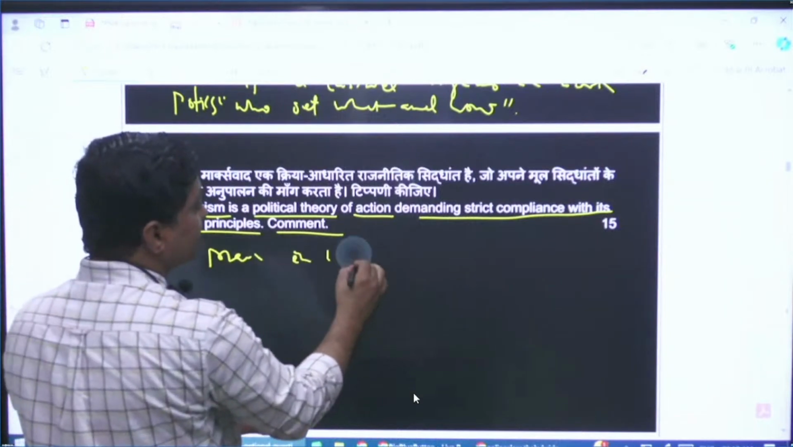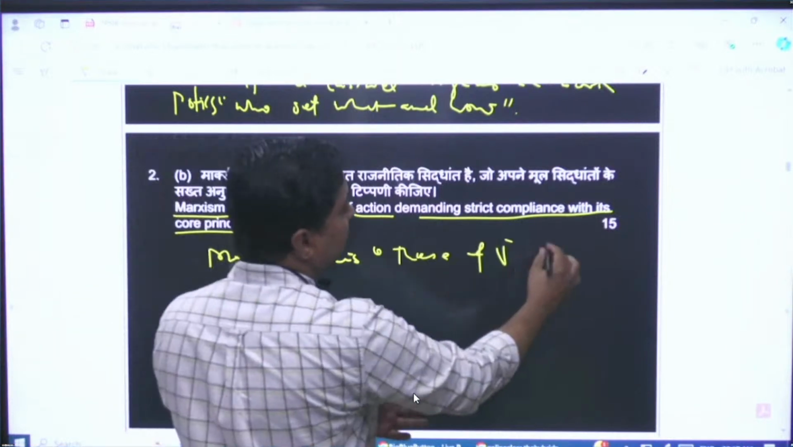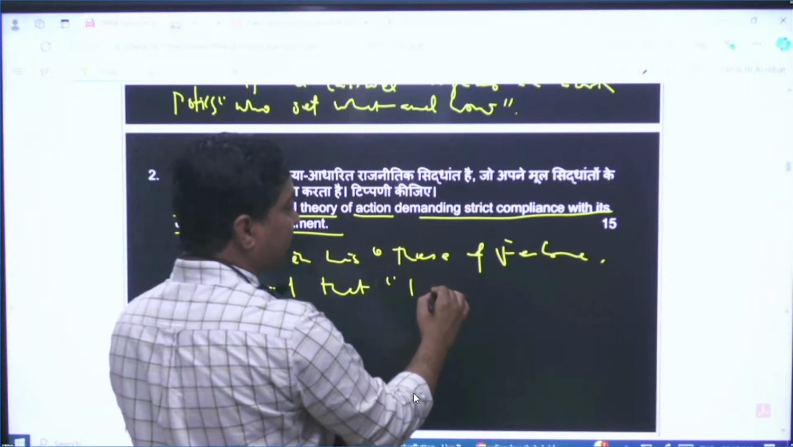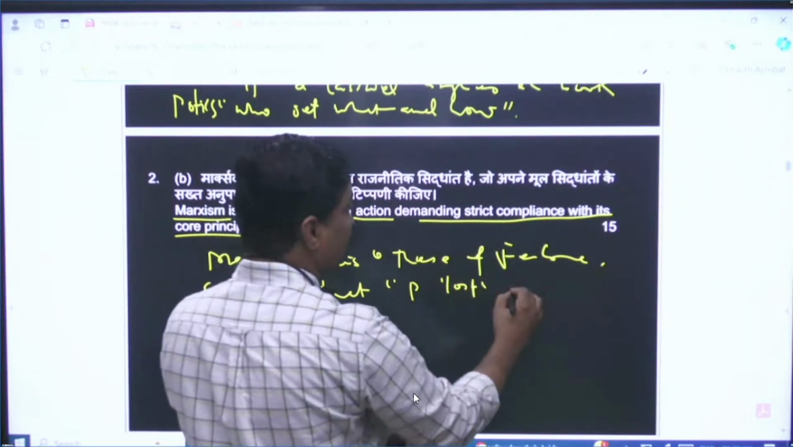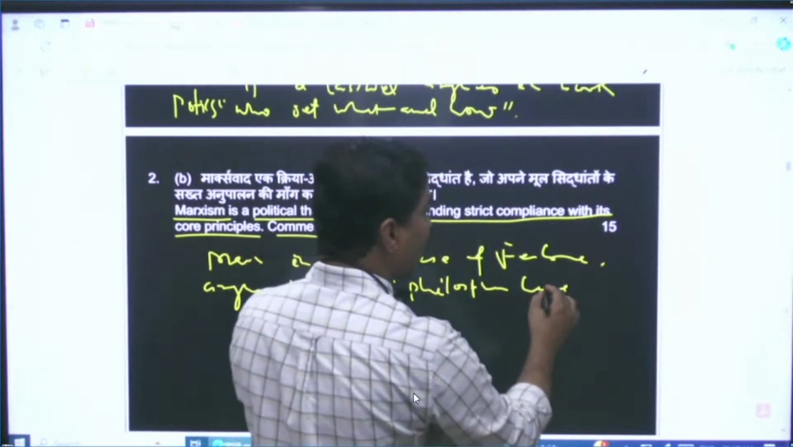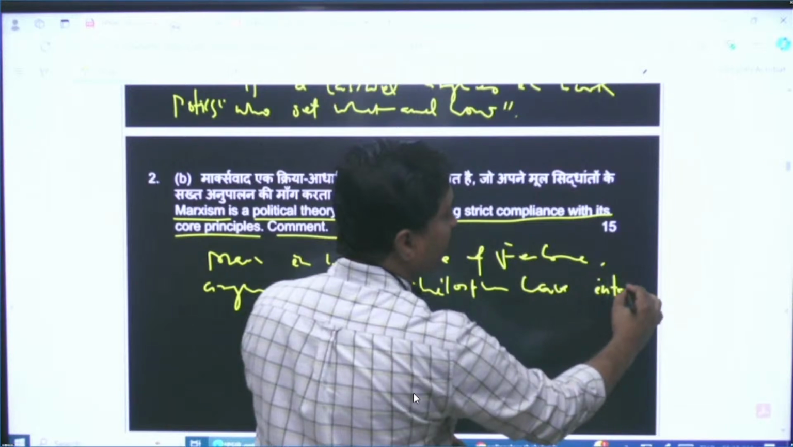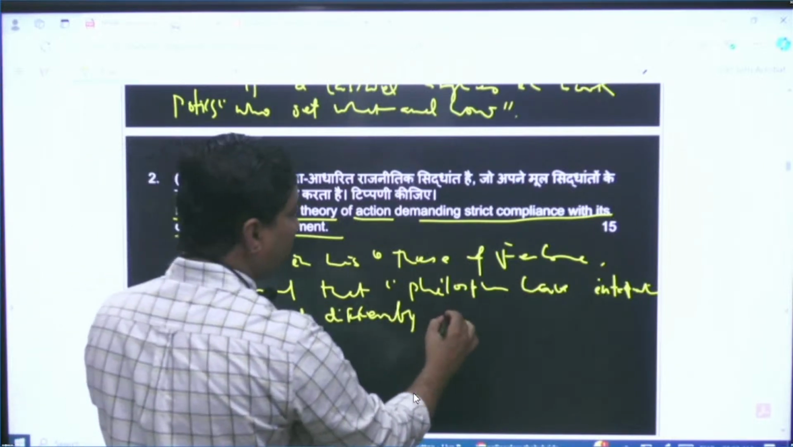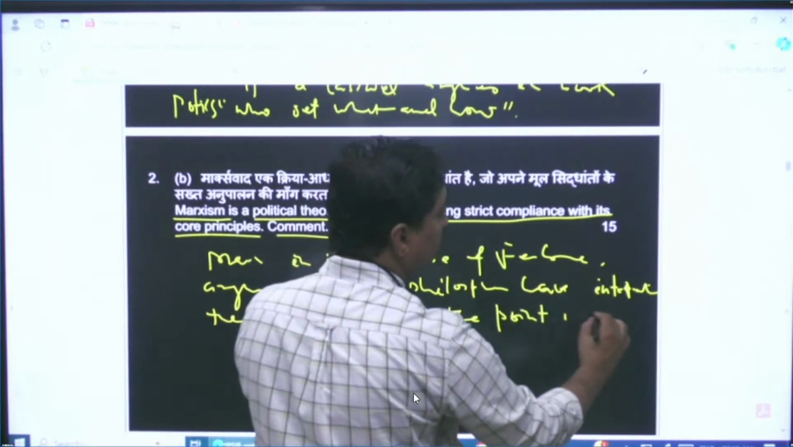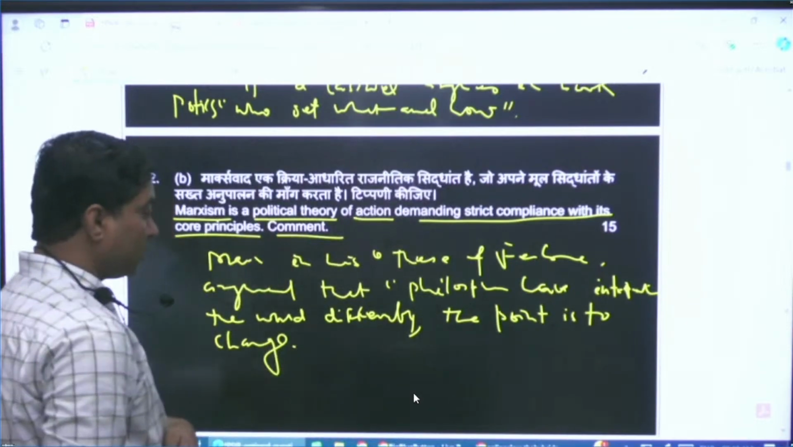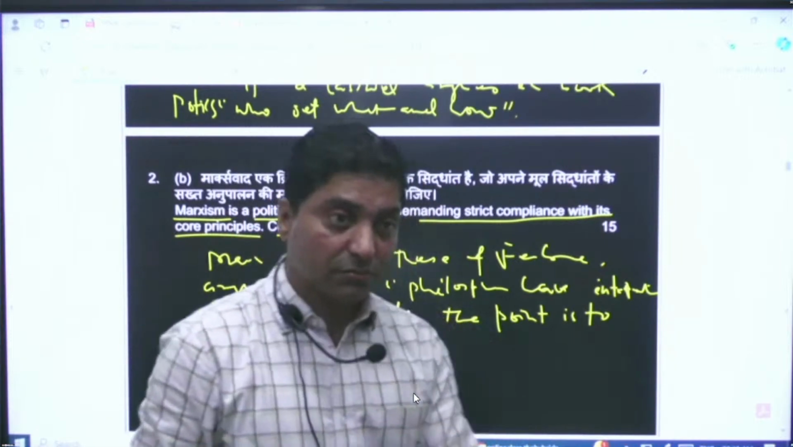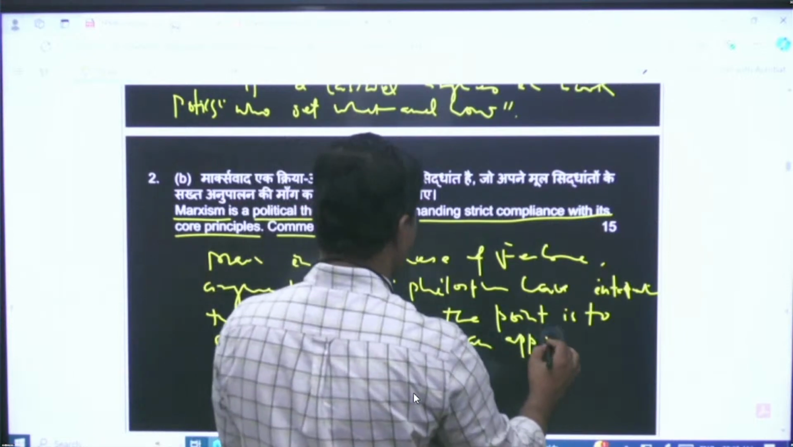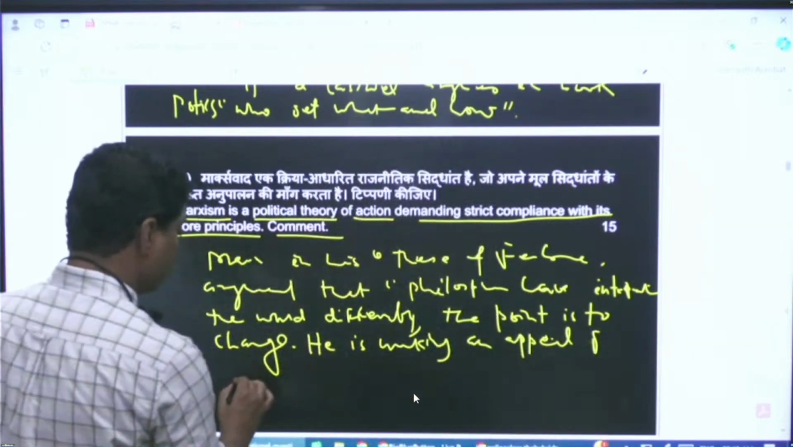Marx, in his theses on Feuerbach, argued that philosophers have interpreted the world differently. The point is to change it. He is making an appeal for action, for change.